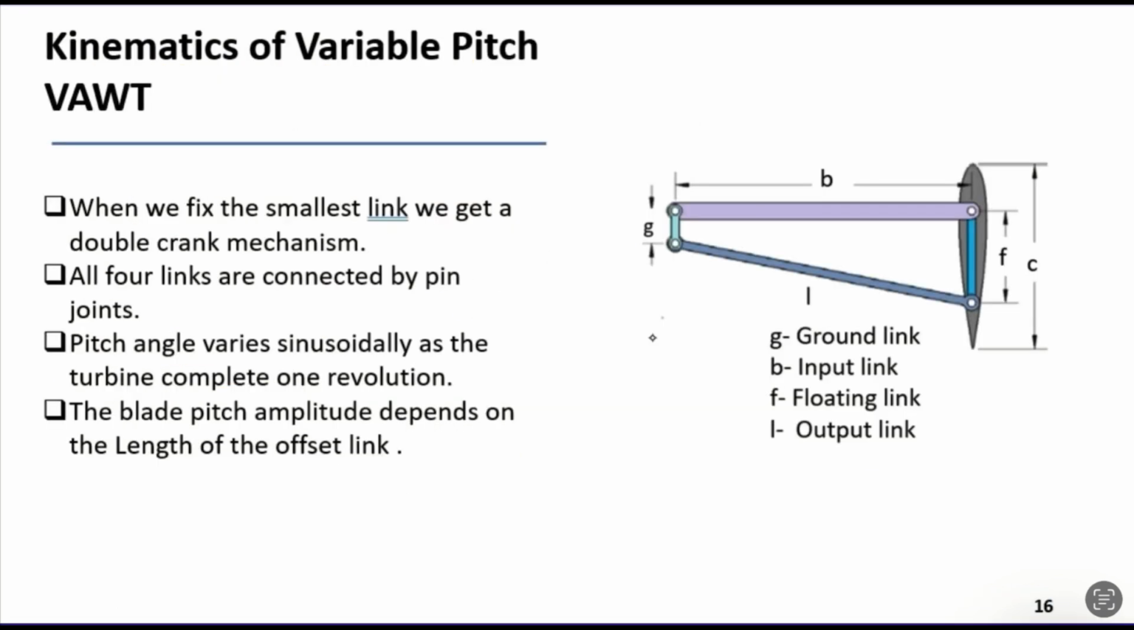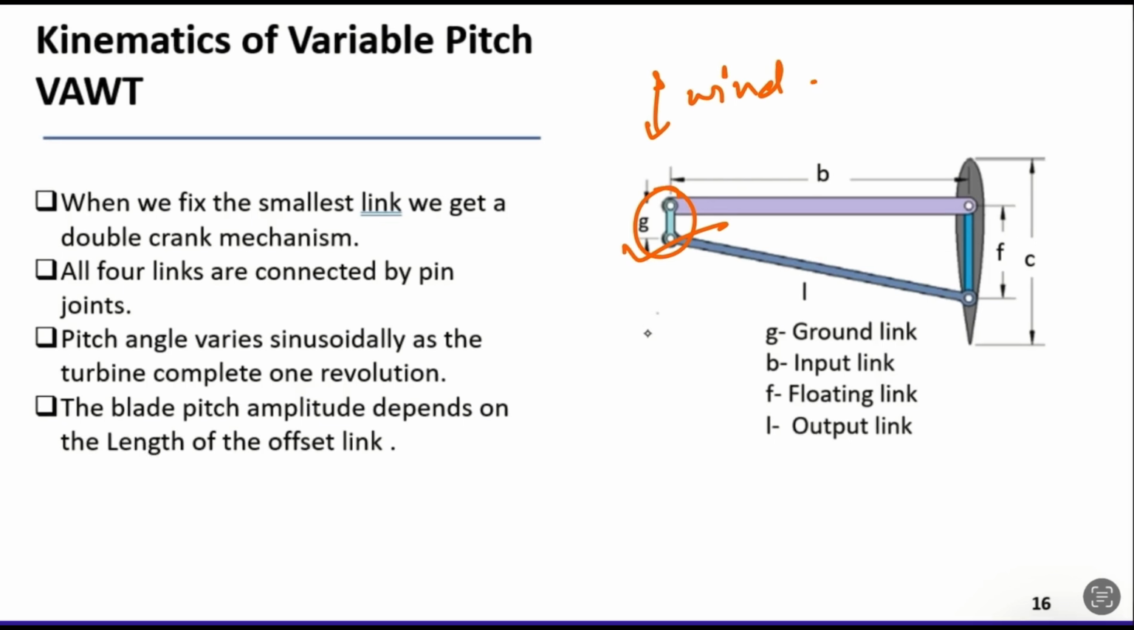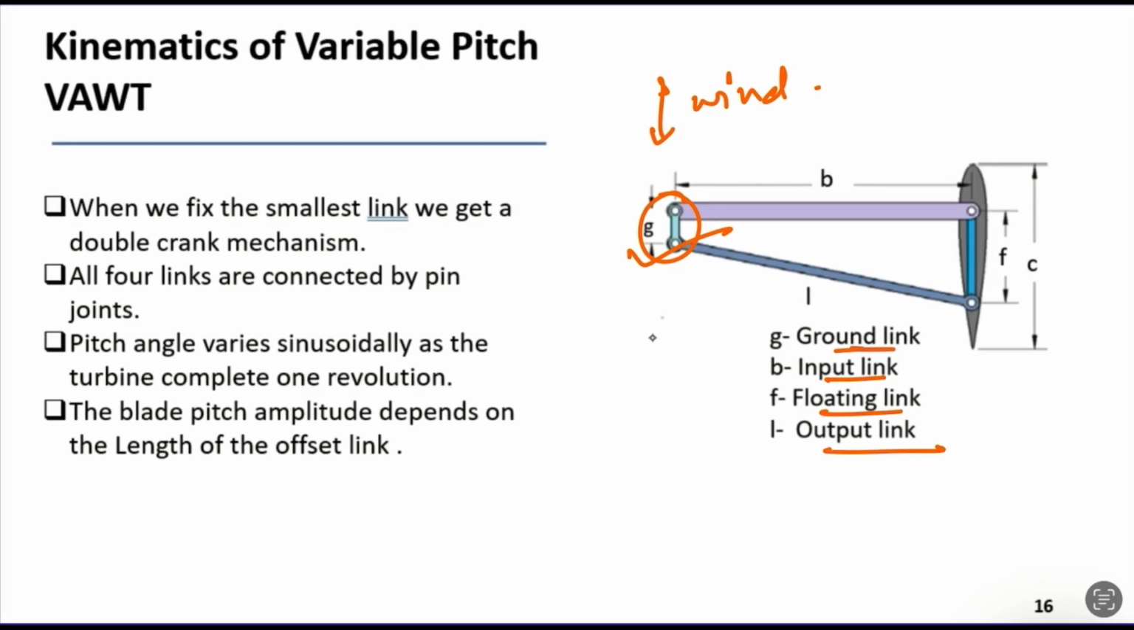Double crank mechanism. When we fix the smallest link, we get a double crank mechanism. This is the smallest link, which is also the offset link. When we fix this, it remains fixed in the wind direction. This can be done by a wind vane. So this is the input link, this is the output link, and this is the blade. You can see the 4 bars I was talking about.